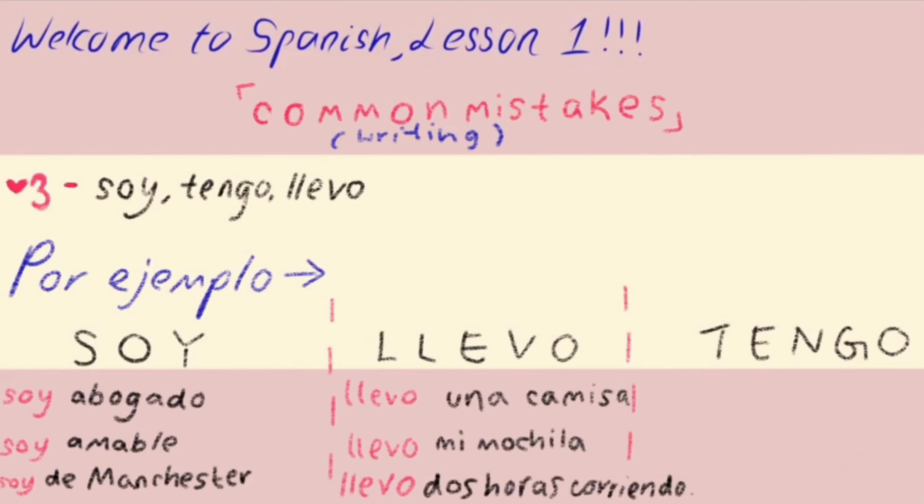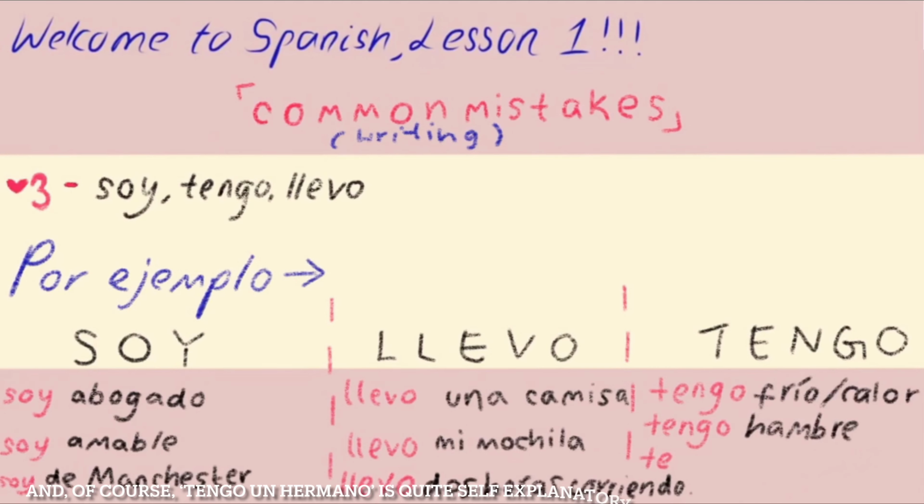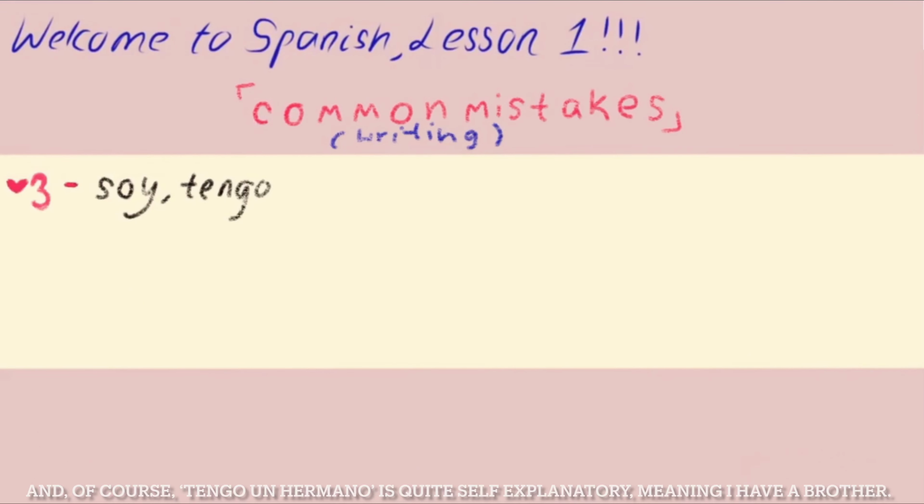Lastly, we have tengo, which may stump some alumnos. For tengo, we can say tengo frío, tengo calor, and tengo hambre. Though confusingly it directly translates to have cold, hot, and hunger, it's just how Spaniards say I'm cold, hot, and hungry. And of course, tengo un hermano is quite self-explanatory, meaning I have a brother.